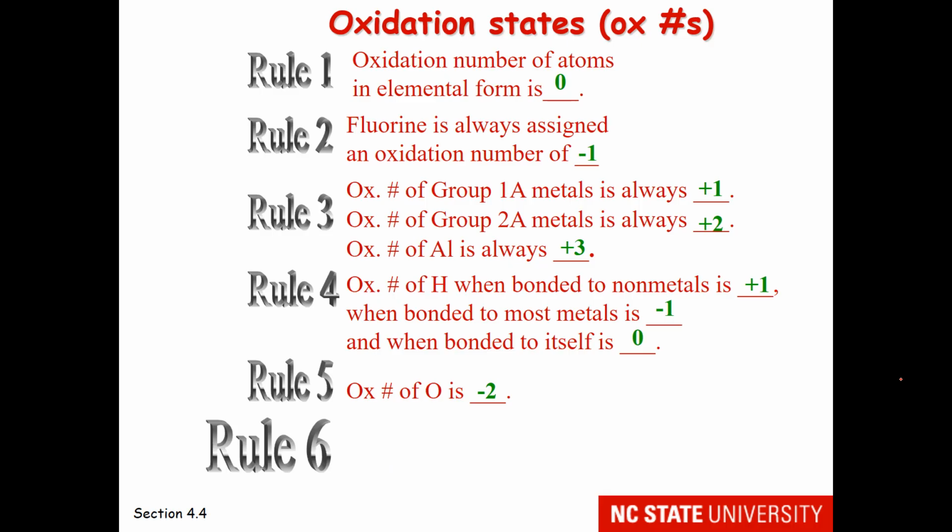Rule 6 deals with column 7 elements, specifically the halogens. The oxidation number of halogens is -1. Now, of course, fluorine is a halogen and has a -1 charge. The other halogens are a little bit less electronegative, so this is why this is the lowest ranking rule.